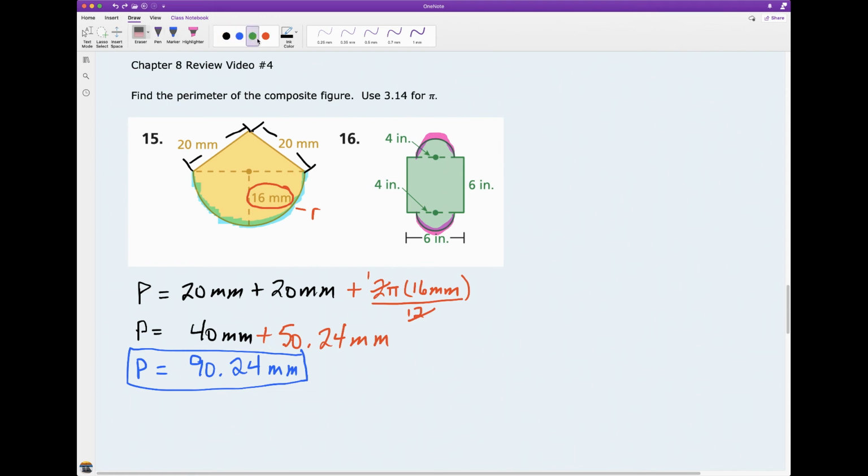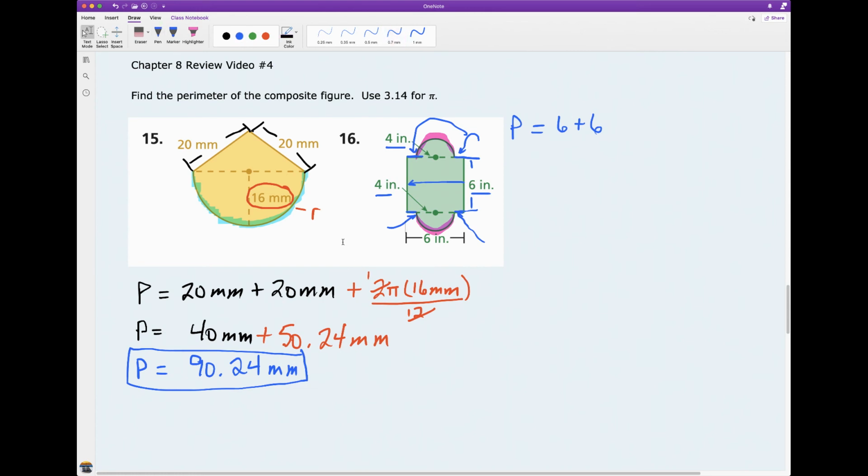Okay, so let's figure this out. It's 6 units from here to here, which means this side is also 6 units. So far, my perimeter is 6 inches plus 6 inches. Now, let's not forget these little pieces right here. There's a little piece right here, and there's another one right there, and there's another one right here that if we don't pay attention, we'll forget about those pieces.